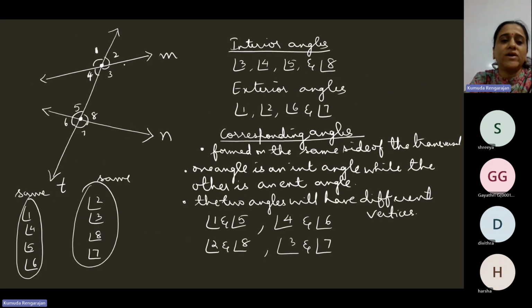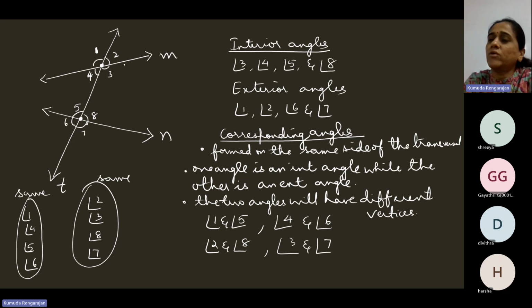Now, identify all the linear pairs here. Tell me one, Surya. Identify all the linear pairs. Angle 1 and? No. Sanjay? Angle 1 and angle 4. Now, what is the connection between angle 1 and angle 4? They form a linear pair. So, what can you say about it? Angle 1 plus angle 4 is equal to 180.